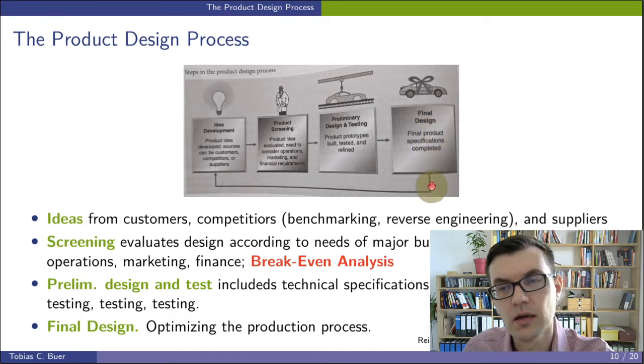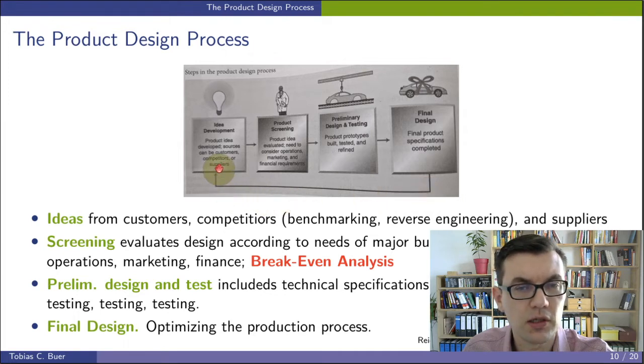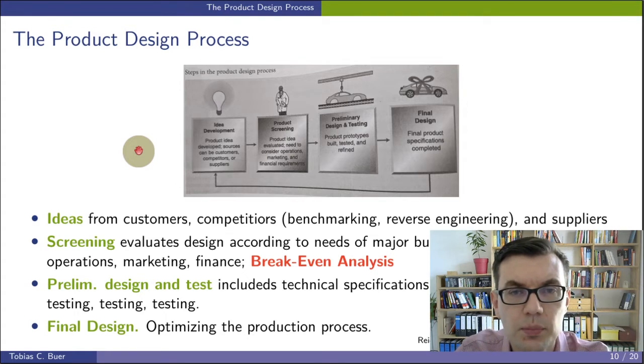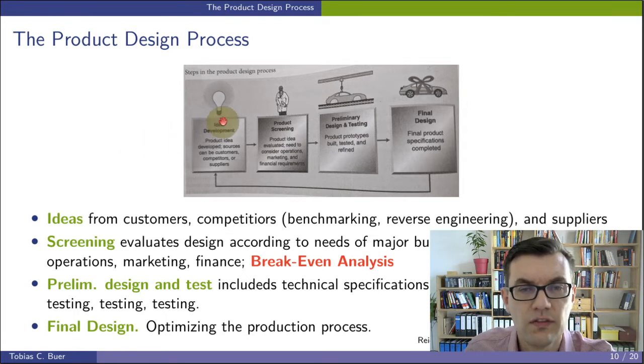Typically, at some point in time, we refine the product and continue with another circle. This is the first thing to keep in mind. So the first stage in this product design process is the development of ideas.